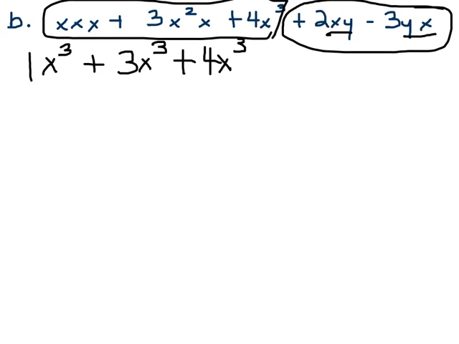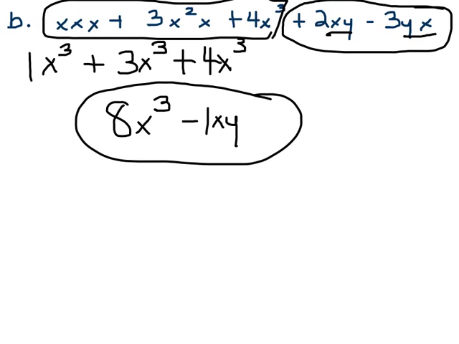So let's add these first 3 first. 4 plus 3 is 7, plus 1 is 8, x cubed. Negative 3 and positive 2 is negative 1, x, y. You can put the 1 or not put the 1. It doesn't change the value at all. And this would be the final answer.